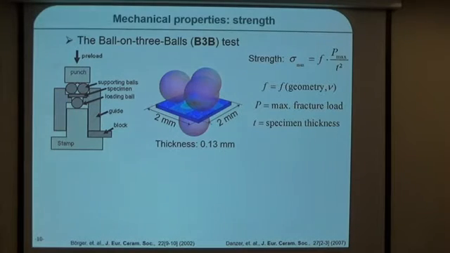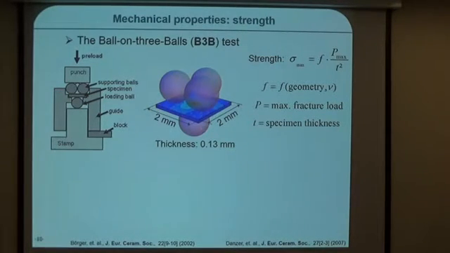So I was looking for an adequate testing method and found this ball on three ball test, where a sample is supported by 3 balls on the one side and loaded through a fourth ball on the other side, leading to a very well-defined stress field on the surface of the sample, and the strength can be evaluated by the maximal load and the thickness of the sample, with another factor depending on geometry and Poisson's ratio of the material.